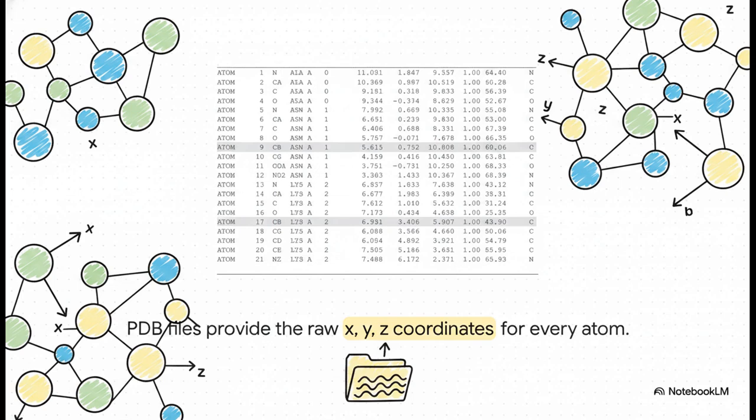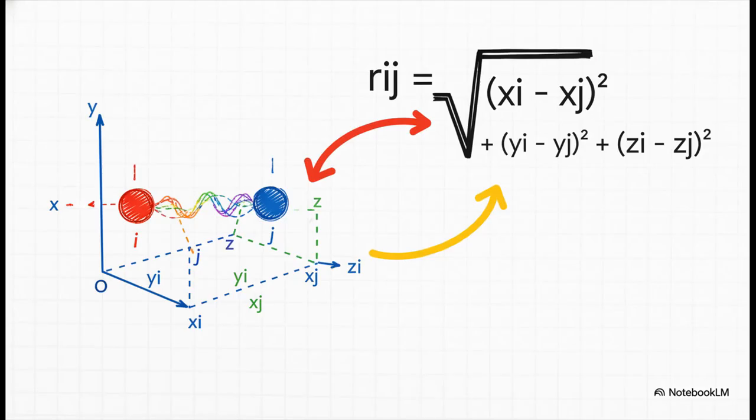This is our raw material. All right, now this formula, this is the one you absolutely have to burn into your memory. It's just the standard Euclidean distance formula you probably learned in math class. To get the distance, which we call Rij, between any two residues i and j, you just plug in their coordinates. You take the difference between their x's and square it, do the same for their y's and z's, add it all up, and then take the square root of the whole thing.